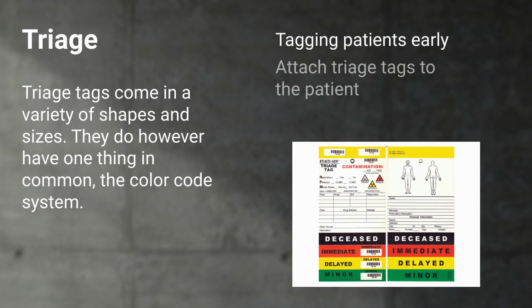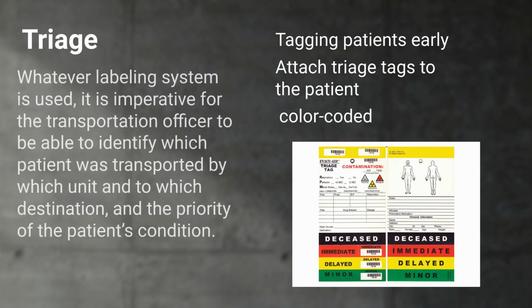2. Attach triage tags to the patient. 3. The patient tags or tape should be color-coded and should clearly show the category of the patient. Whatever labeling system is used, it is imperative for the transportation officer to be able to identify which patient was transported by which unit, to which destination, and the priority of the patient's condition.